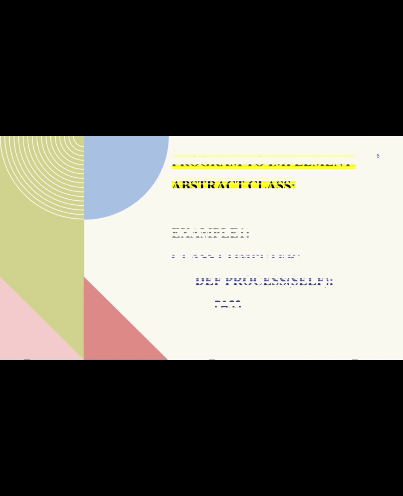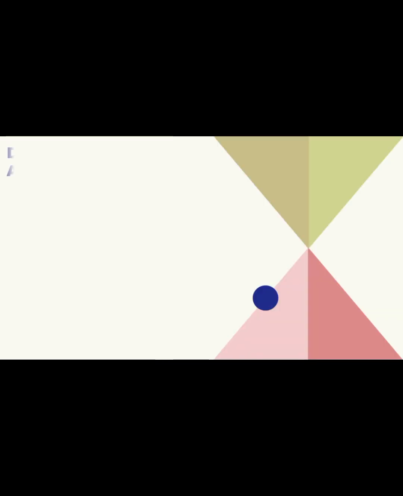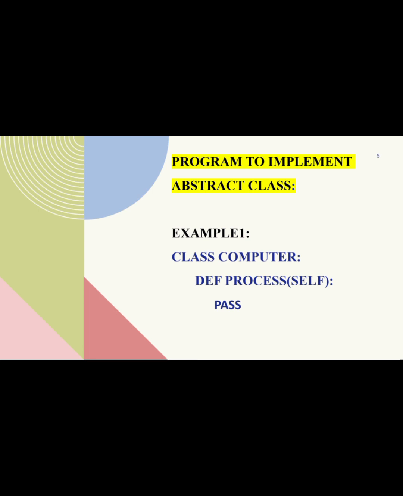Now let us see a program to implement an abstract class, in which we define a class named computer and a method named process, and we do not define it but just give a pass statement here. This is an example of a general method with no definition, just a declaration. Now if we want to make it an abstract class, we need to use the abstract method available in the ABC package from the ABC module. After this, we also need to use a decorator above the method which we want to make an abstract method. By using a decorator, we intimate to the compiler that the particular method is an abstract method.